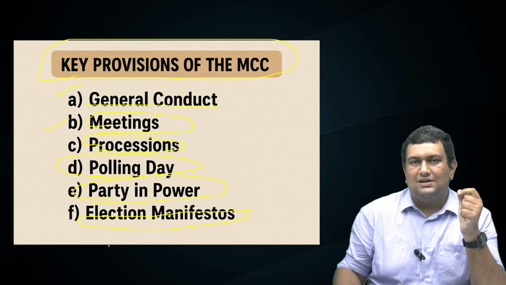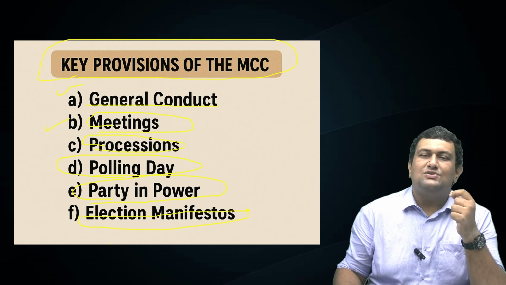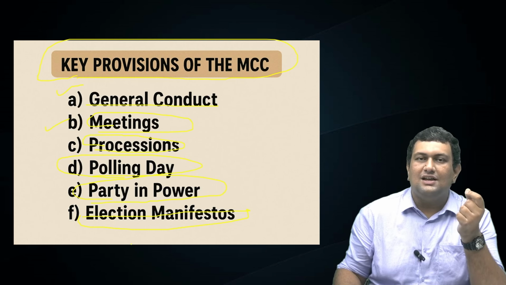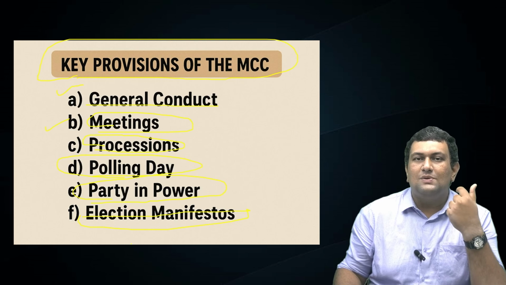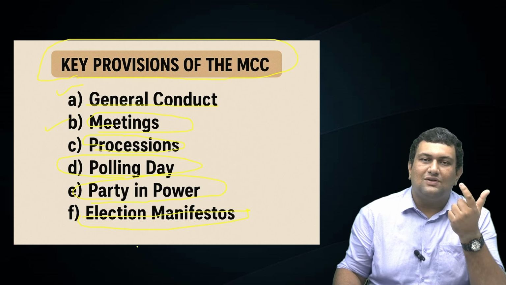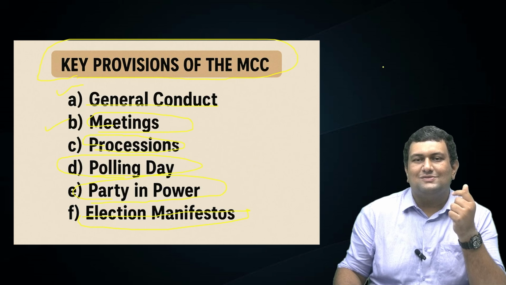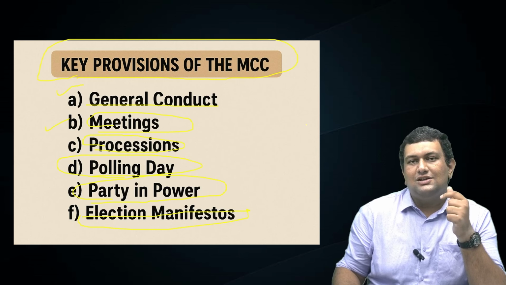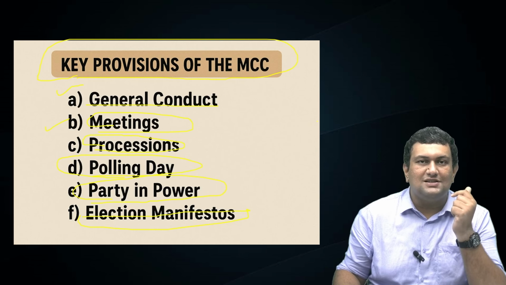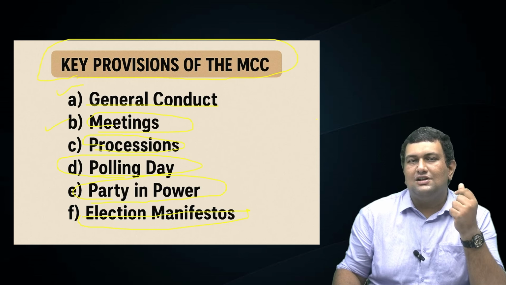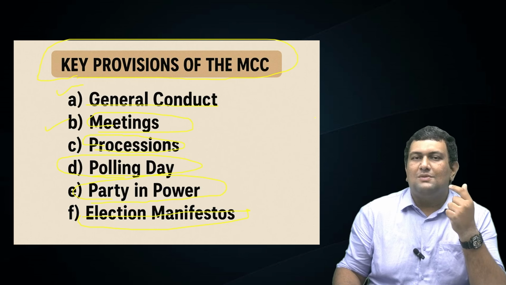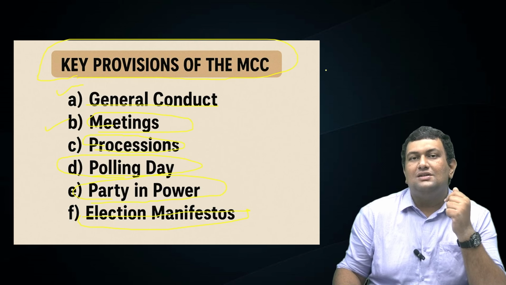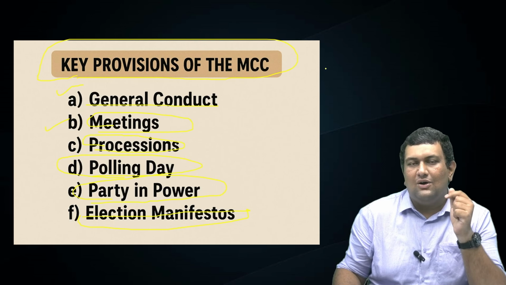If I'm making such manifestos or promises, I should be able to tell the ECI the rationale behind it and the possible financial sources from which I will be able to generate such an amount. So these are the key provisions of the MCC. You can expect a direct statement-based question regarding it in prelims, as we see in previous slides. Also in mains, you can expect a question regarding the effectiveness of MCC. Recently in previous elections, there were certain issues which were raised, so you can be asked about the effectiveness. Also, they can link it with whether this MCC should have a statutory backing or not. So these are the possible ways in which you can get a question from it.